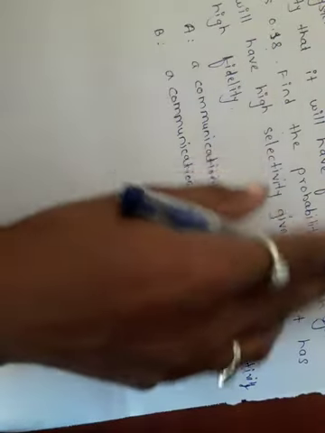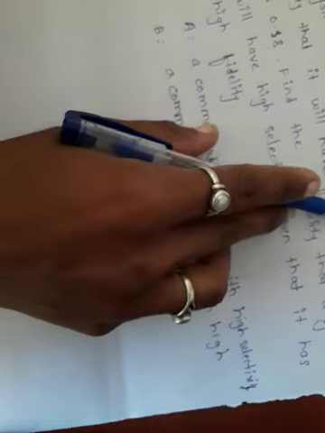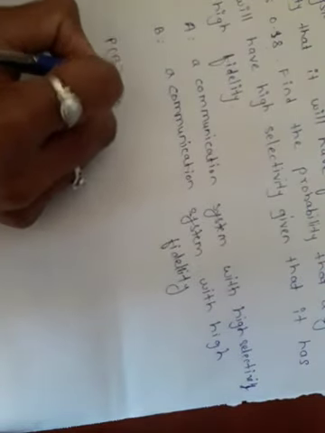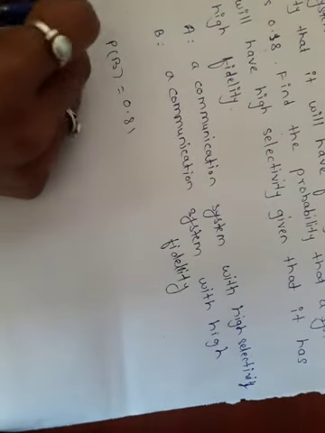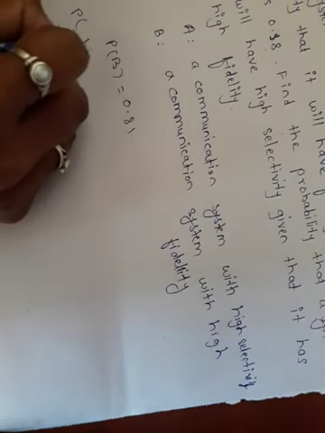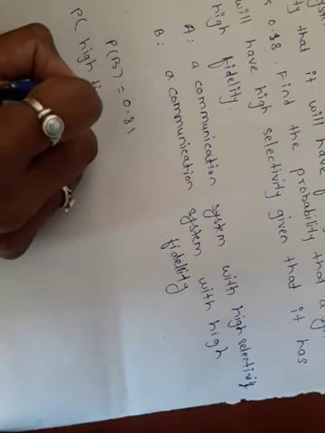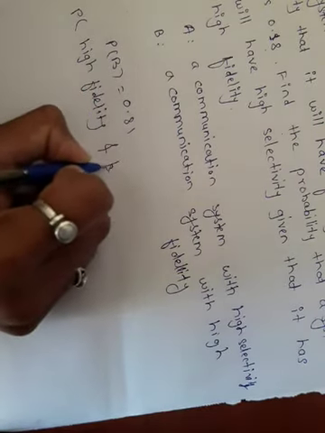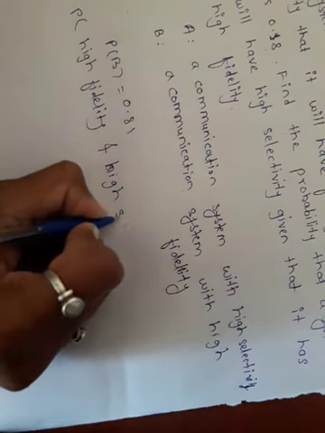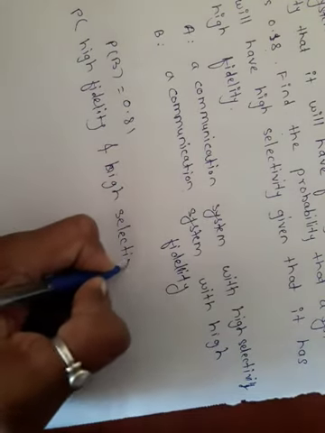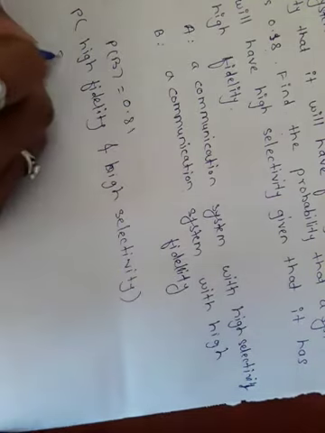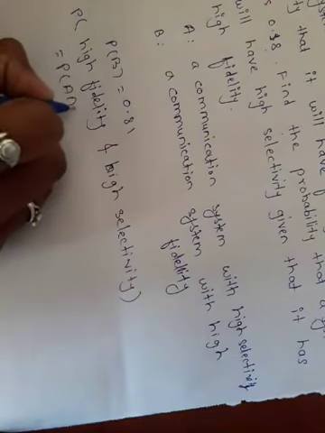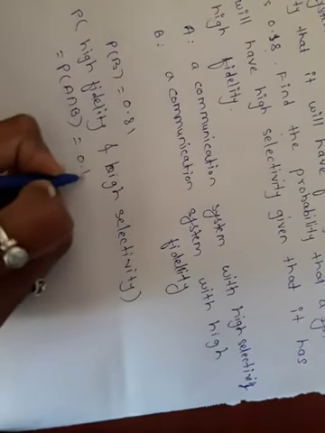Here the probability that the communication system will have high fidelity is 0.81, so P of B is equal to 0.81, and P of high fidelity and high selectivity is equal to P of A intersection B, which is equal to 0.18.